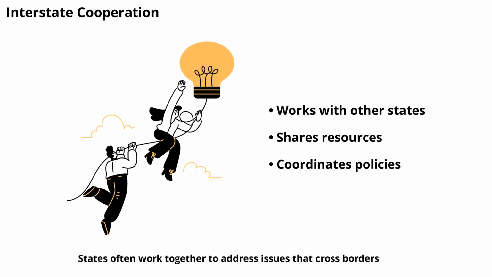States often work together to address issues that cross borders, such as transportation, environmental protection, and public health. They form agreements and partnerships to share resources and coordinate policies. Interstate cooperation helps states solve problems more effectively and benefit from shared expertise.